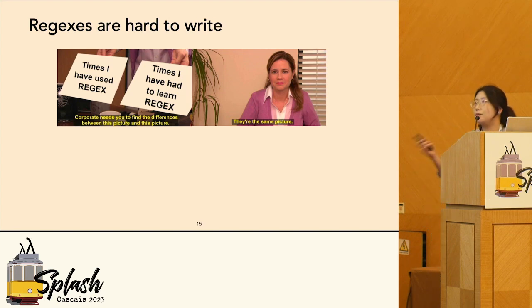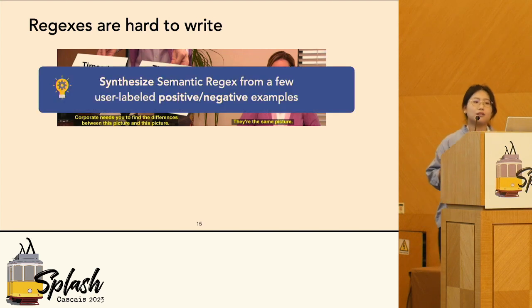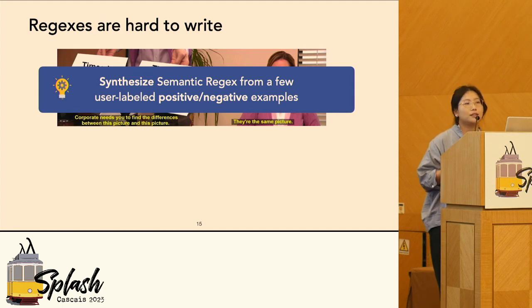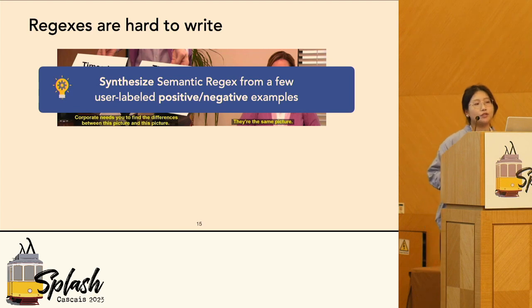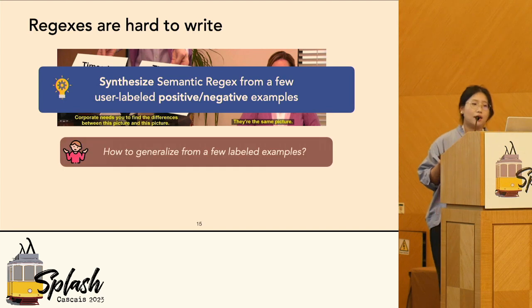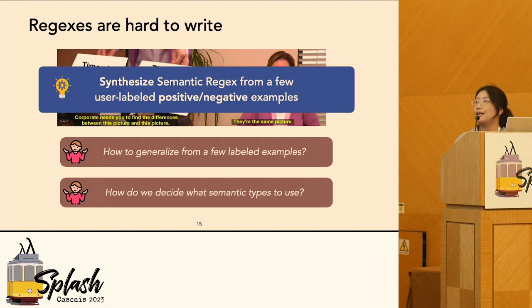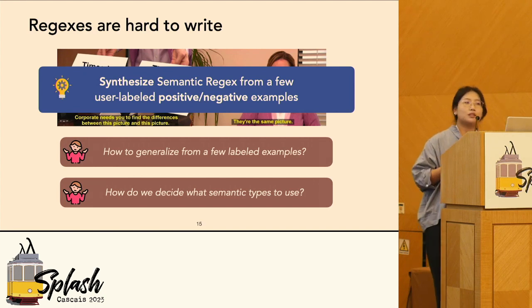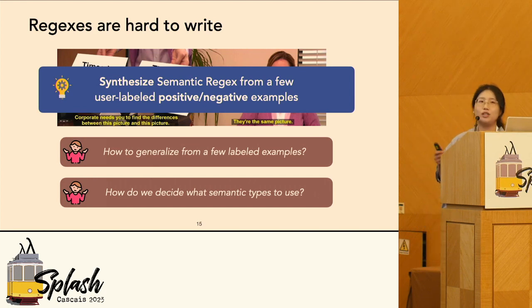So as the second part of the talk, I'm going to talk about how we synthesize semantic regexes from a few user-labeled positive and negative examples. Well, first of all, since we have very few user-labeled positive examples, we have a couple of challenges. For example, how do we generalize from very few labeled examples, and how do we decide what semantic types to use? One thing to emphasize here is that from an enumerative synthesis perspective, since we support any type of base type, of course you cannot enumerate all possible base types in enumeration. That's where this challenge comes from.